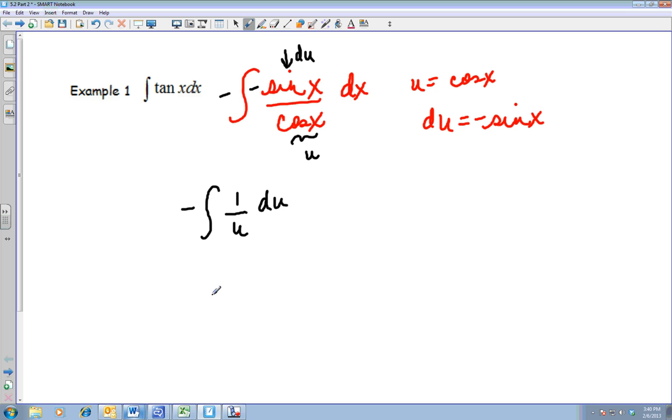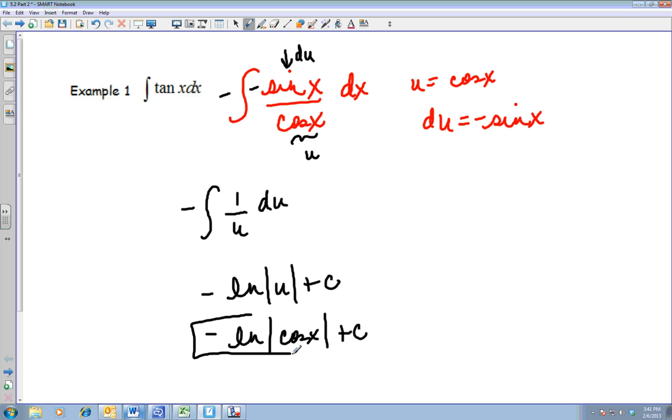Okay, well that's really easy. It's negative natural log of the absolute value of u plus c. And now I'm going to substitute my u back in. Negative natural log of the absolute value of cosine x plus c. So now anytime you see the integral of tangent x, you're going to know it's negative natural log of cosine x plus c. Okay, so this is one that you're probably going to want to memorize. If you don't want to have to memorize it, you can always derive it from doing the u substitution integration.